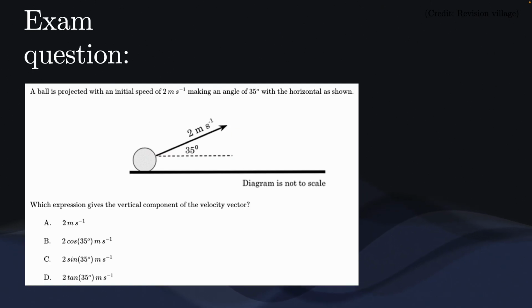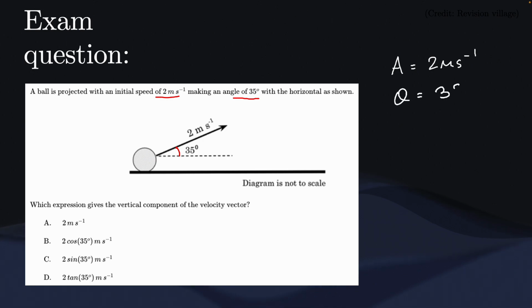Right, let's move on to an exam question on vectors. Now we have a ball that's projected with an initial speed of 2 meters per second. So you can see the arrow like in this way, 2 meters per second. So we can say A is equal to 2 meters per second. And it is at an angle of 35 degrees to the horizontal. So this angle right here, we can say that theta is equal to 35 degrees.